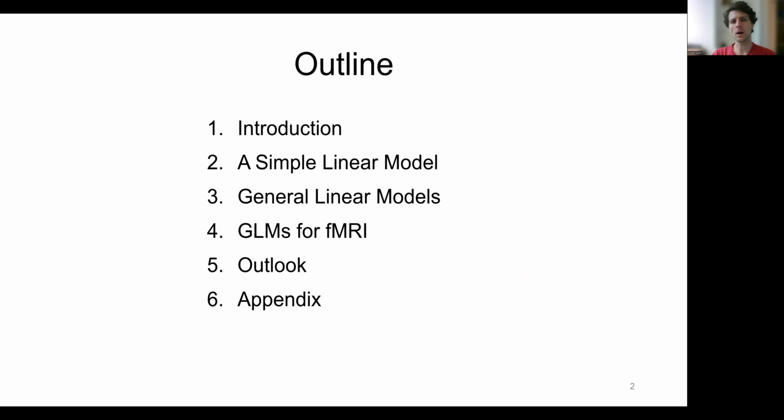Once again, I will give a short introduction, which is mostly a recap from last week. Then we will build our first simple linear model for the experimental paradigm which we are modeling. We will extend this approach to general linear models, and we will then, in the fourth section, learn about a few problems related to specifically modeling fMRI and to which GLMs have to be adapted. And then I will close with an outlook on what else can be done based on the general linear model.